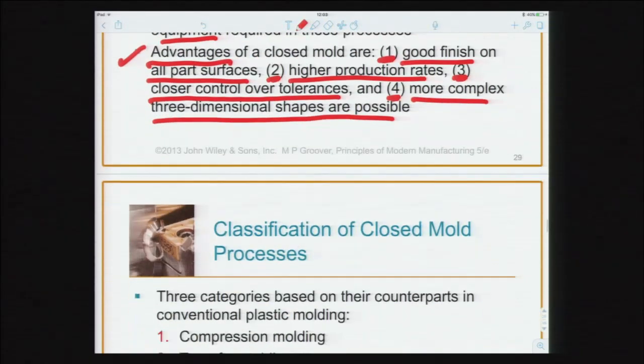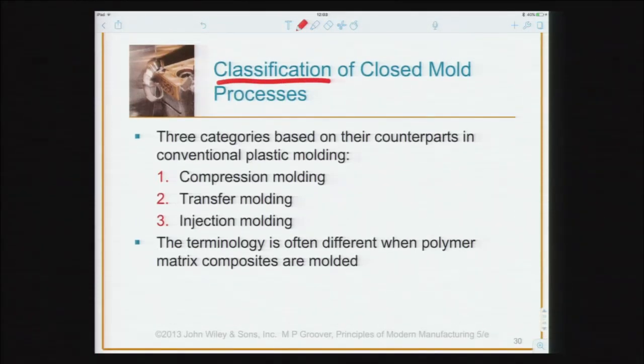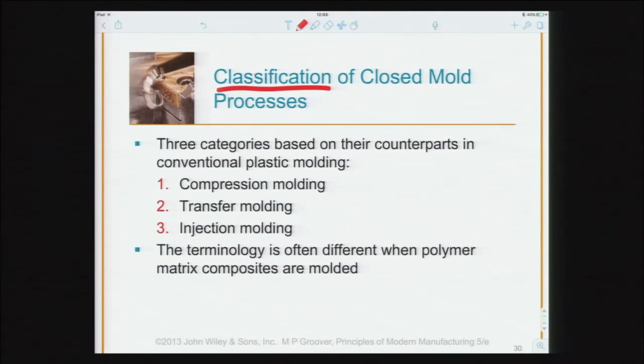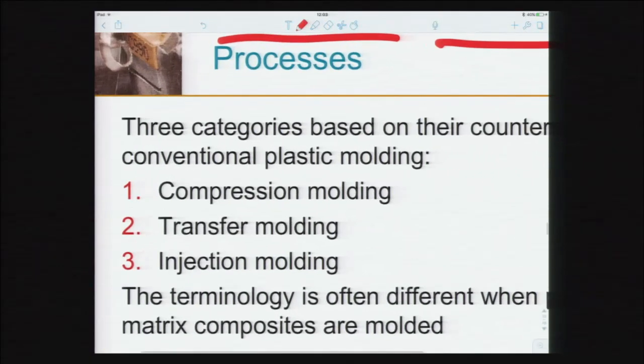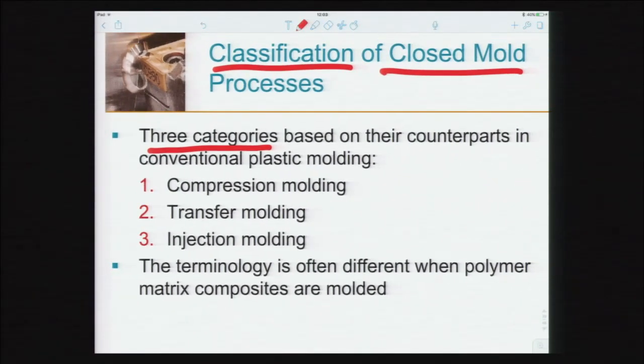Alright, so let's see the classification on slide 30. Classification of closed mold processes. Okay, this is not open mold, this is closed mold. There are three categories based on their counterparts in conventional plastic molding. So the processes are similar to plastic molding.